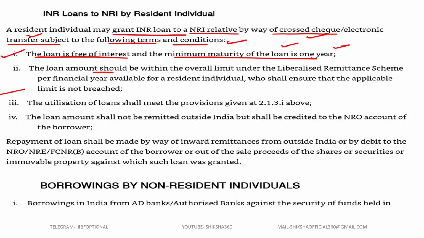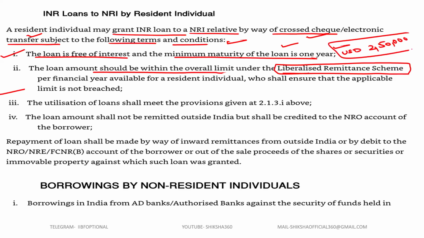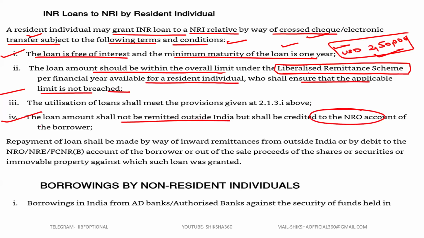The loan amount should be within the overall limit under the Liberalized Remittance Scheme, that is, a maximum amount of USD 2,50,000 per financial year available for a resident individual, who shall ensure that the applicable limit is not breached. The loan amount shall not be remitted outside India but shall be credited to the NRO account of the borrower.